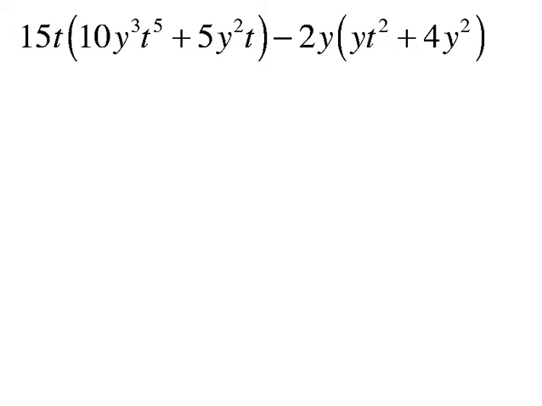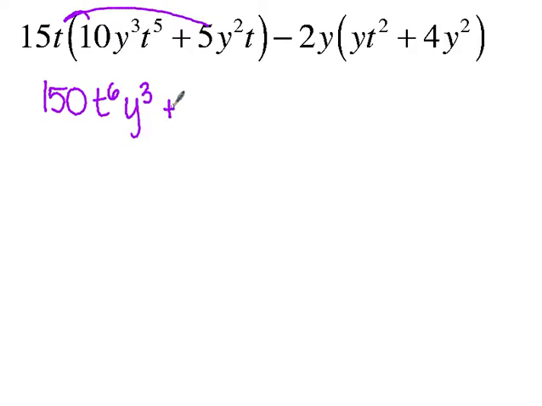Ooh. Let's look at that one now. Notice that one has two variables. So let's start by distributing the 15t. So first of all, we're going to break this down, go step by step. So 15 by 10, what is that going to be? 150. Then I have a t times t to the 5th, t to the 6th. And notice I already have a y cubed.